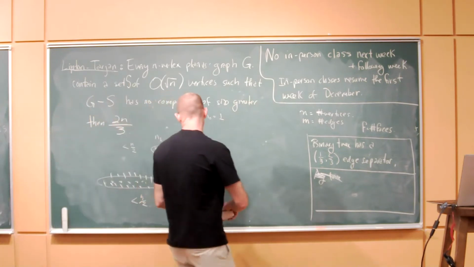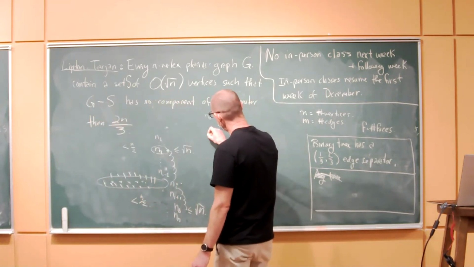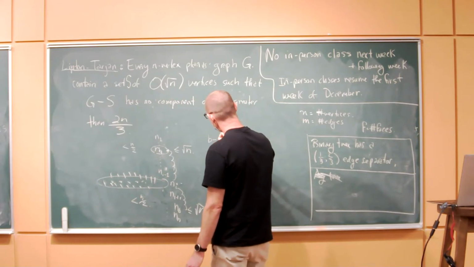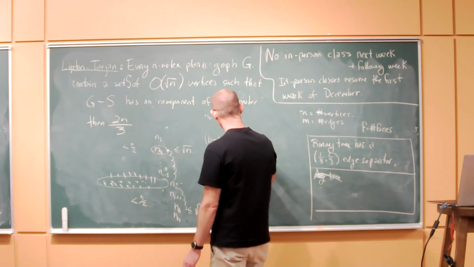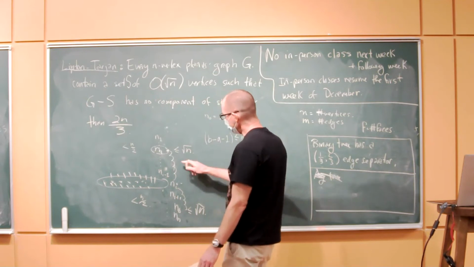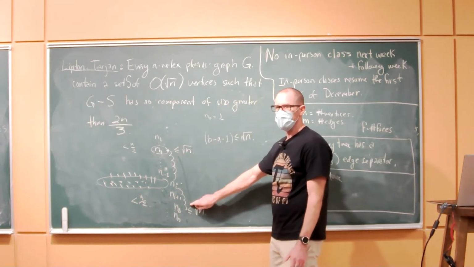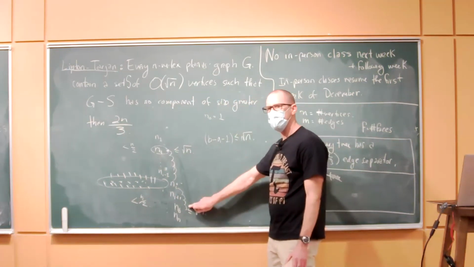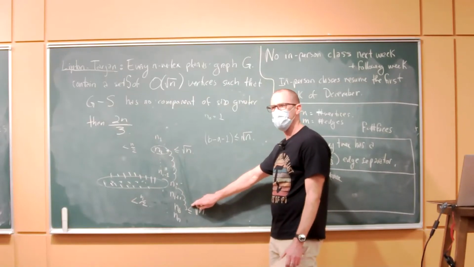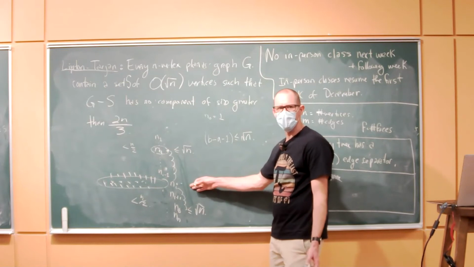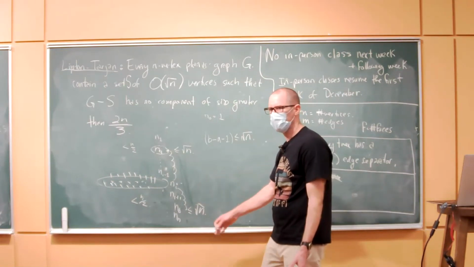Yep. So B, you certainly must have B minus A minus 1 is less than or equal to square root of n. B minus A minus 1 is the number of layers in between. Each layer has root n vertices in it. If there were more than root n layers in between, each with more than root n vertices, then we have more than n vertices, which doesn't make sense. We only have n vertices total.